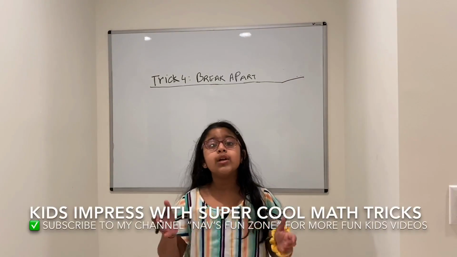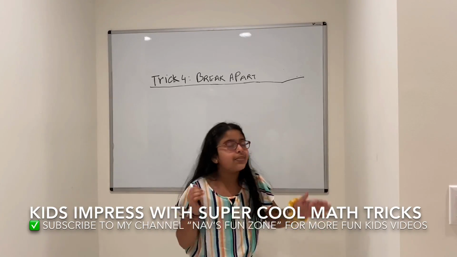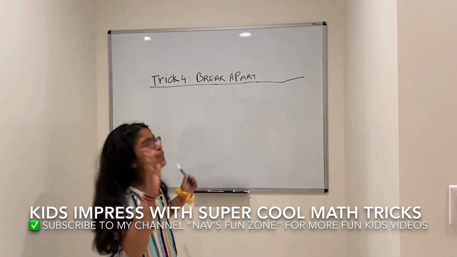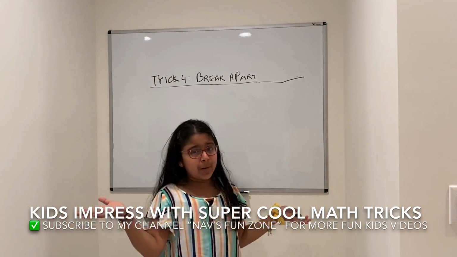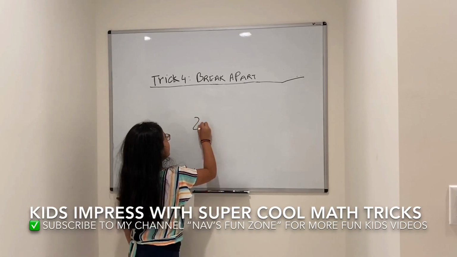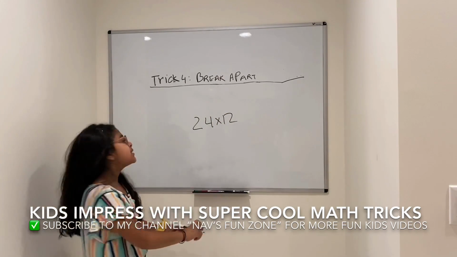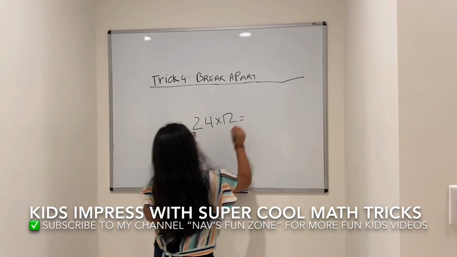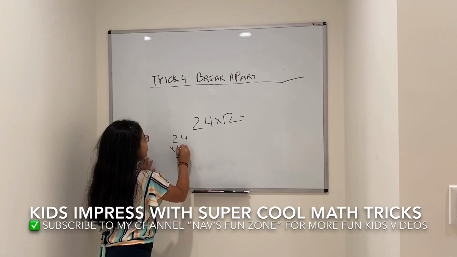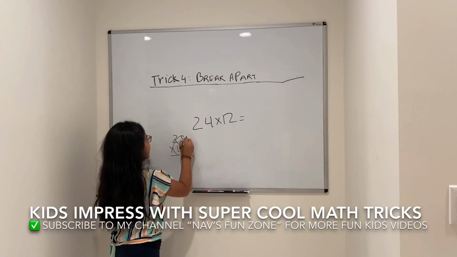So trick number 4 is personally one of my favorite tricks because I really love break apart multiplication. So basically you might be asking, what is break apart multiplication? Well, let's give you an example. 24 times 12. Let's take that. Now, again, you might have to do 24 times 12, which might be hard for some of you. I have a better solution to that.